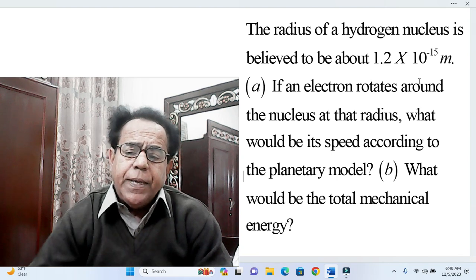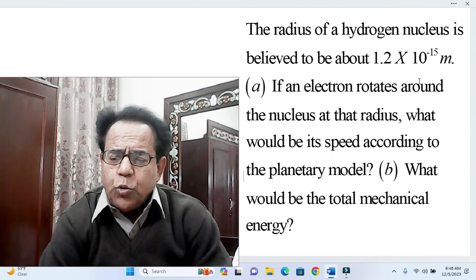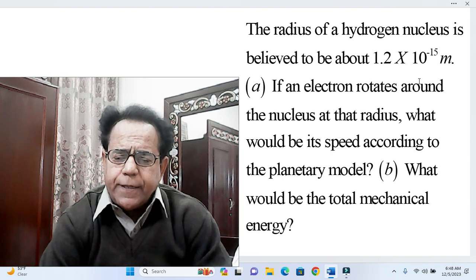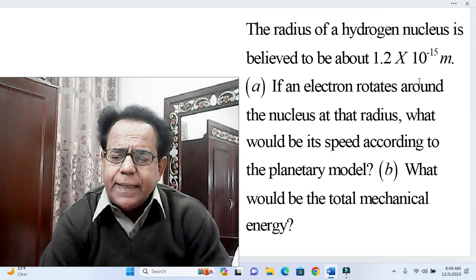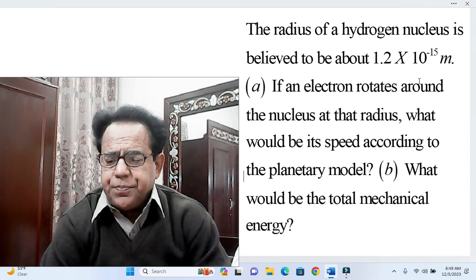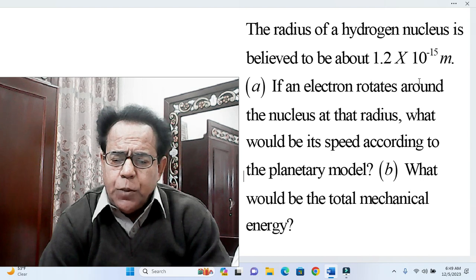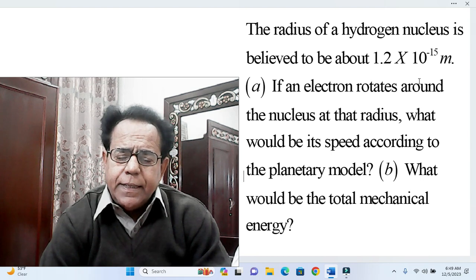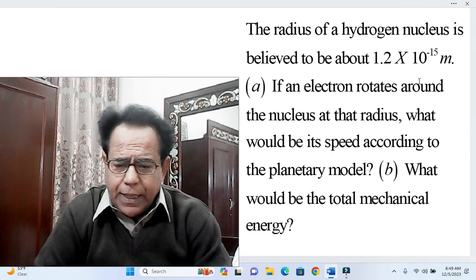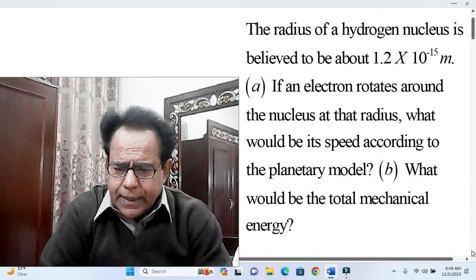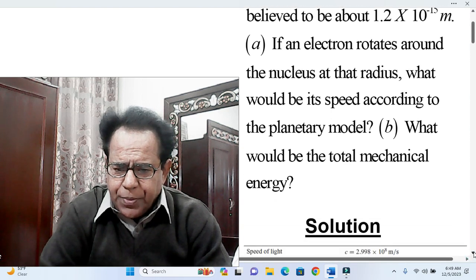Part A. If an electron rotates around the nucleus at that radius, what would be its speed according to the planetary model? We have to determine the speed. Part B, what would be the total mechanical energy? That is total mechanical energy, meaning kinetic energy plus potential energy.